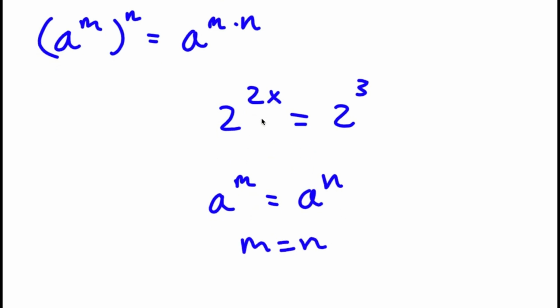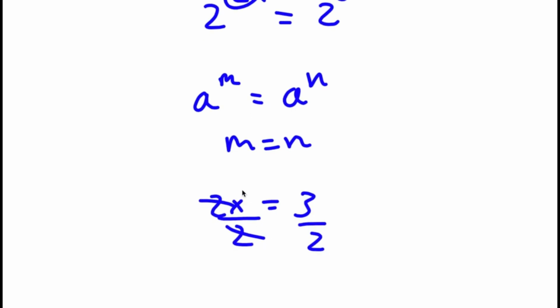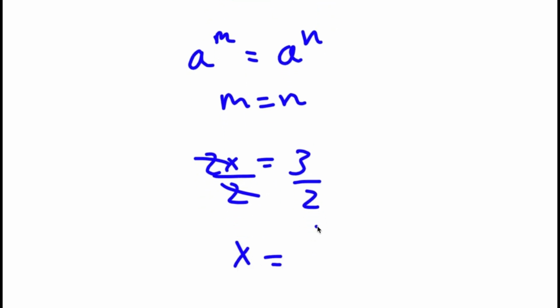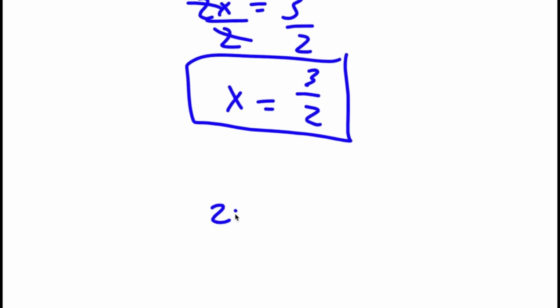So in this case, 2x is equal to 3. So I have 2x is equal to 3, so I'm simply going to divide both sides by 2. These two cancel out, and I'll be left with x is equal to 3 over 2. So this is my answer. Now, there's actually a second method of solving this problem.